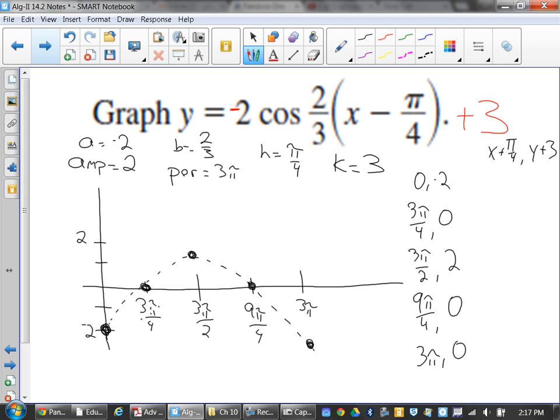And now all I have to do is just add pi over 4 to the x values, and add 3 to the y values. So what's 0 plus pi over 4? Pi over 4. It's 3 by negative 2. Not 3 by 0. Oh, sorry. Thank you. So you're at pi over 4, and then what is negative 2 plus 3? 1.